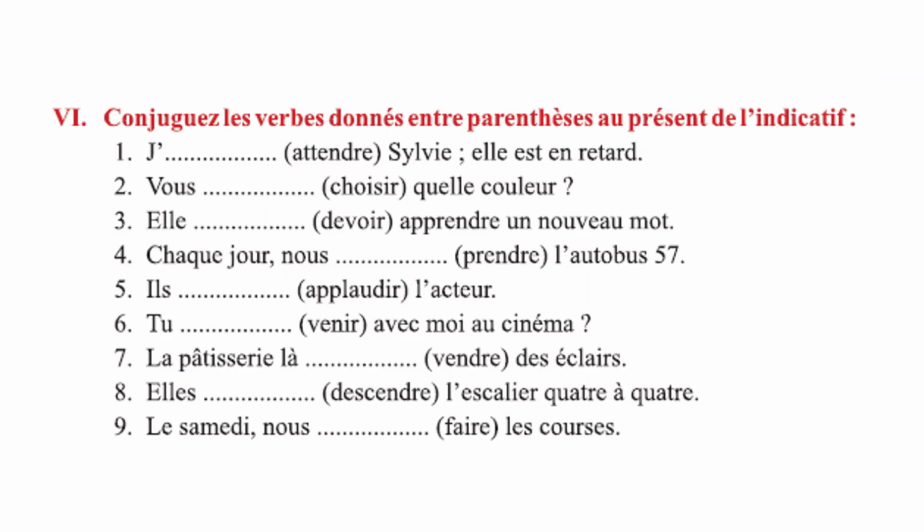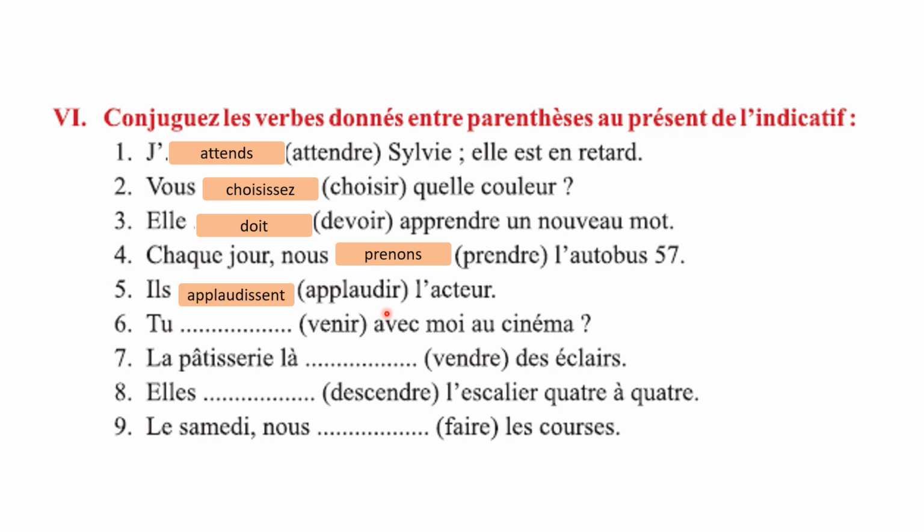Now, conjugons les verbes. Let's conjugate some verbs. J'attends, RE verb. Remove the RE, add an S. Vous choisissez. Elle doit: devoir must be memorized. Nous prenons: prendre must be memorized, there's no D, irregular. Applaudir is a regular IR verb. Remove the IR, and for ils, the ending is ISSENT.